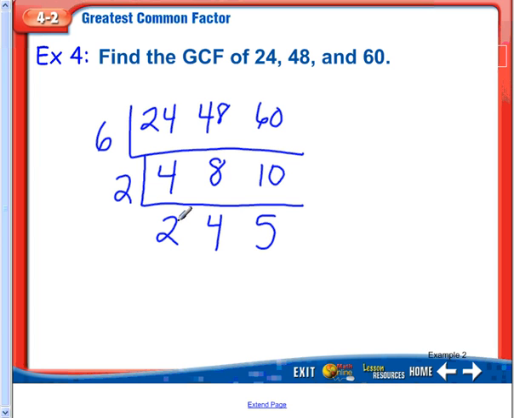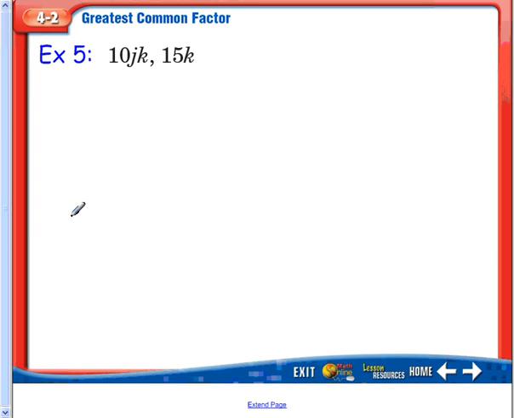Since 2 and 5 are prime numbers, and I don't have a number that can go into all three, I know that I'm finished, but I need to look at the left-hand side of the L method, and I notice I have two factors, so I need to multiply them together to get the greatest common factor of 24, 48, and 60. And 6 times 2 is 12. So 12 is the greatest common factor.